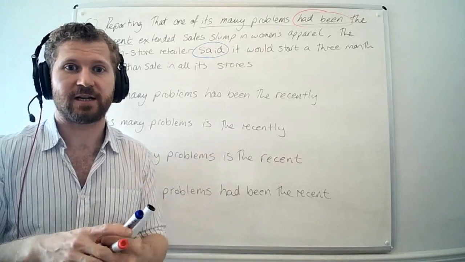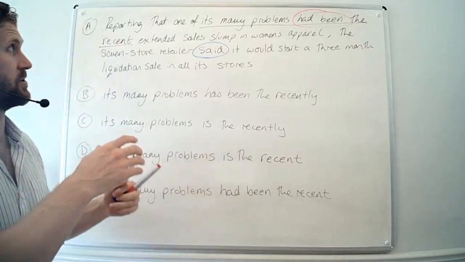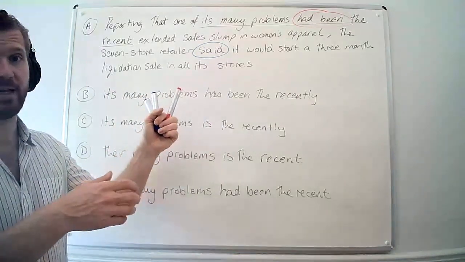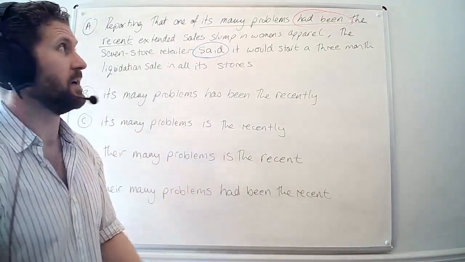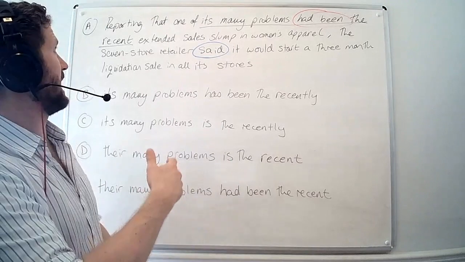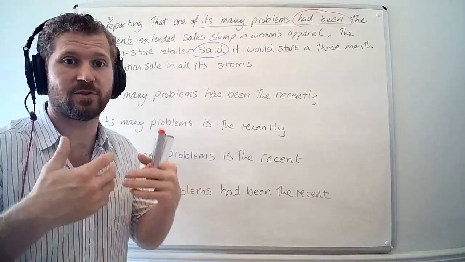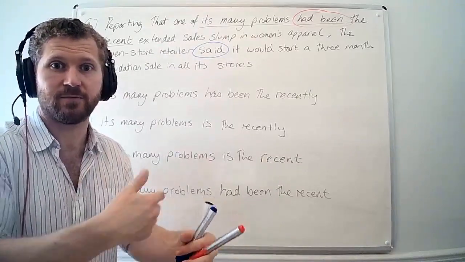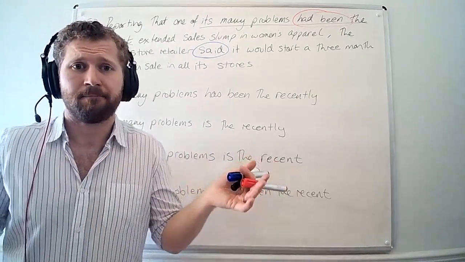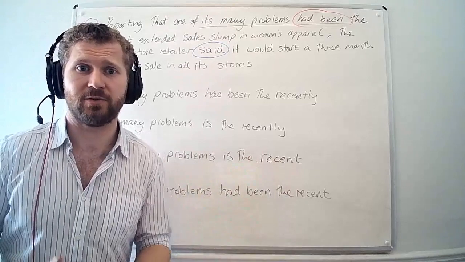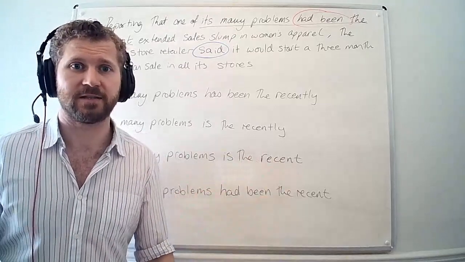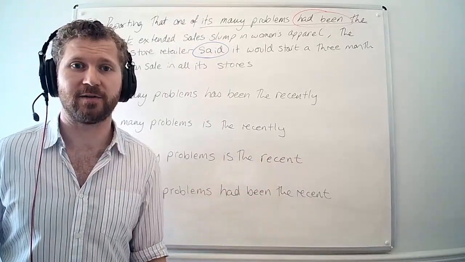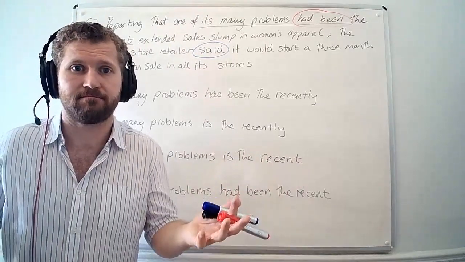Now, the next bit, let's just check the context of this and make sure it makes sense. So the company said it would start a 3-month liquidation sale in all of its stores, and that comes after the company was reporting that one of its many problems had been the recently extended sales slump. So there had been a sales slump, and then the company comes along and said it would start a 3-month liquidation sale. In that case, the tense seems to work, the order seems to work. Yeah, the tenses are okay here. So I'm going to leave A for now. Again, we might come back to it later, but for now, when we're just dealing with tenses, it seems okay to begin with.